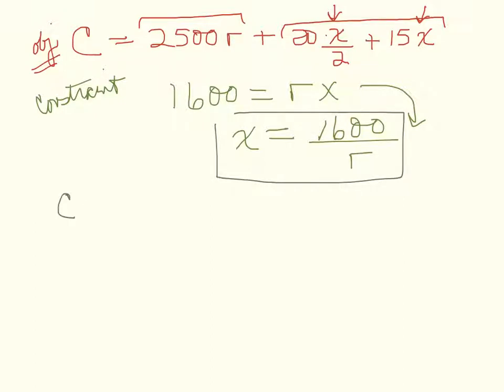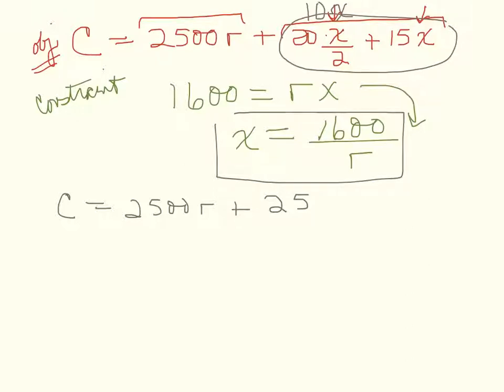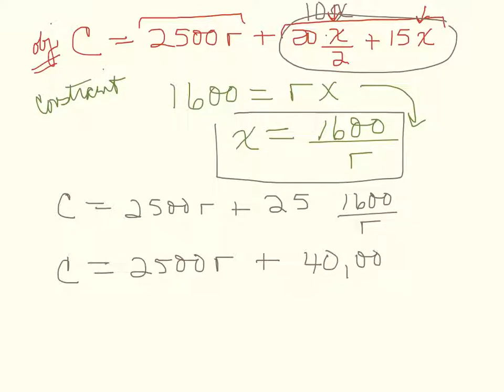So here's my cost. Cost equals 2,500 R plus 10, because, well, let's combine like terms first, because we can make this simpler. So let's focus for a second here. 20 times x over 2 is 10x. So this is going to be 10x plus another 15x. That's 25x. So I have 25, and instead of writing x, I'm going to write 1,600 over r. Okay, let's simplify this. C equals 2,500 r plus 25 times 1,600 is 40,000. So 40,000, and then let's bring the r up using our power rule.